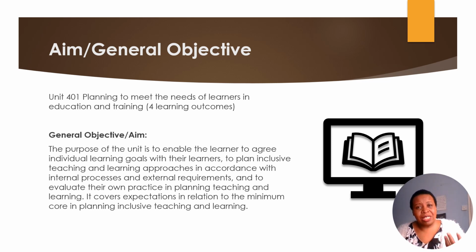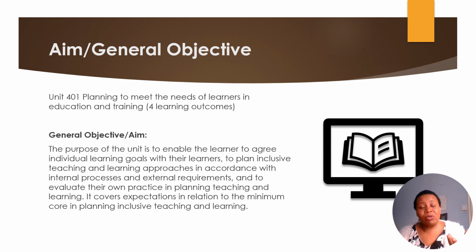So you need to consider if they have dyslexia, you need to consider if they have other learning needs, you need to consider their maths levels, their English levels, and whatever you plan has to be inclusive. And those approaches that you use, whether individual or group, they need to be inclusive. So you follow the internal processes and you also follow the external processes. The internal processes are those set by your organization. The external processes are those that are set by the awarding body, including Ofsted.